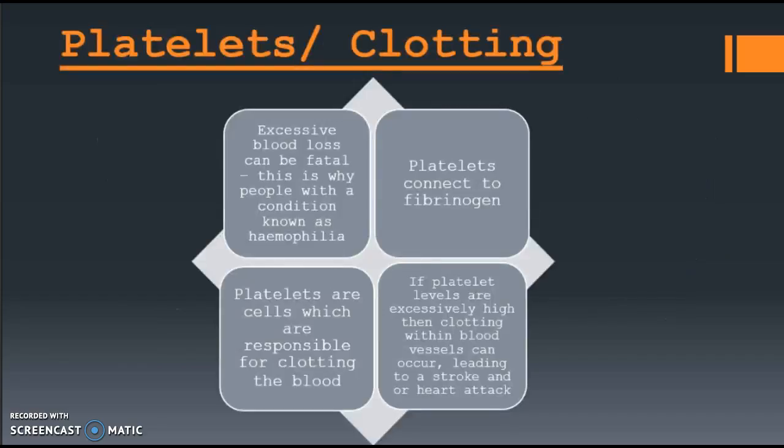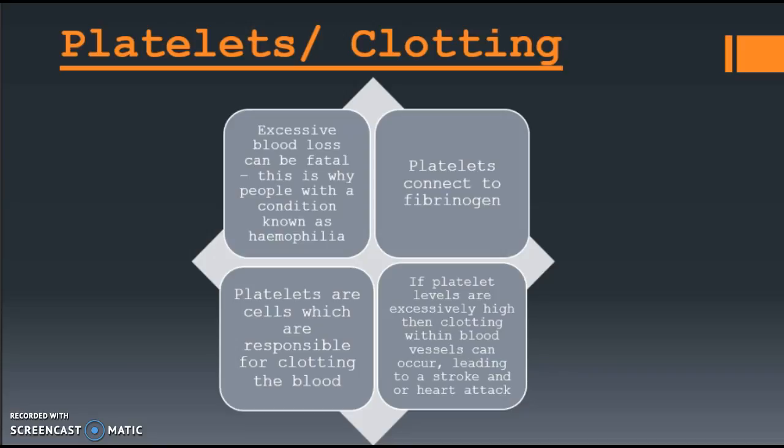And now moving on to platelets, which also work together with clotting. Excessive blood loss can be fatal. So this is why people with a condition known as haemophilia, so low levels of or absence of platelets, need medication. Otherwise, even if you have a minor cut, it can become fatal as the bleeding will continue without the scab being formed, which is due to the clotting.